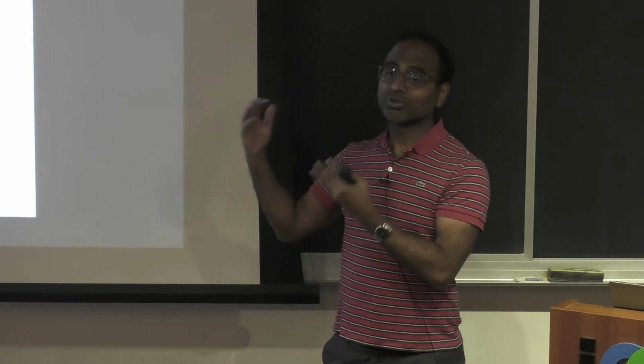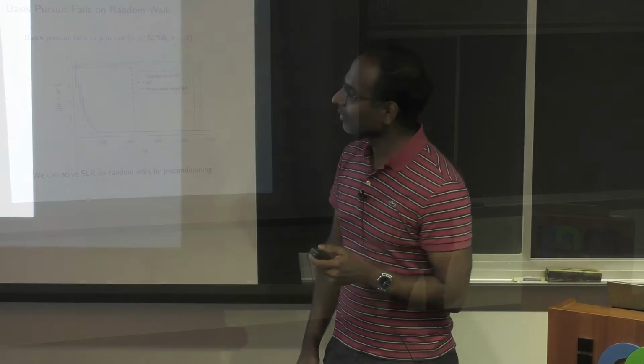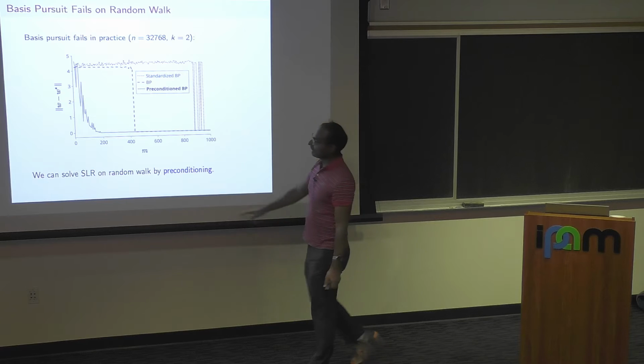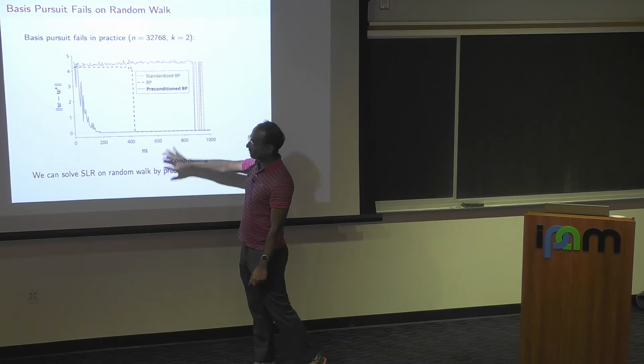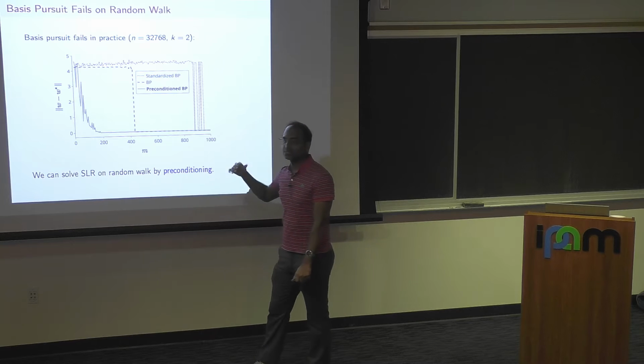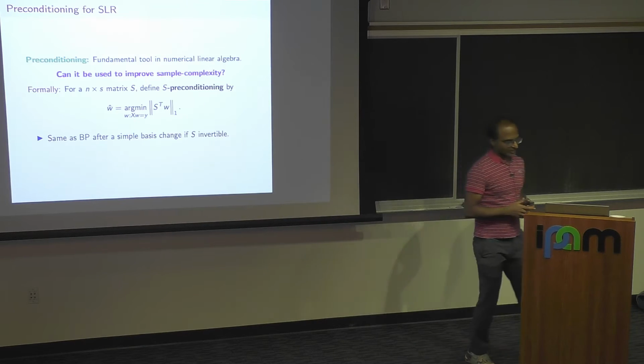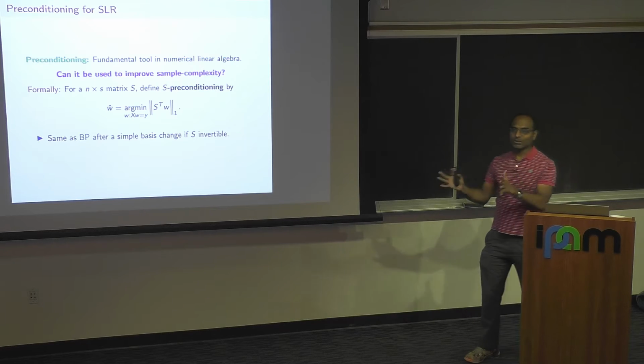But actually, that's a good point. For the information theoretic exponential gap, we don't know how to close this gap, even if I tell you sigma. I give you sigma, what can you do? We don't know. So we'll see that we can solve sparse linear regression on random walk with almost optimal sample complexity by preconditioning. And then we'll generalize it to a richer class of sigma. So what is preconditioning?